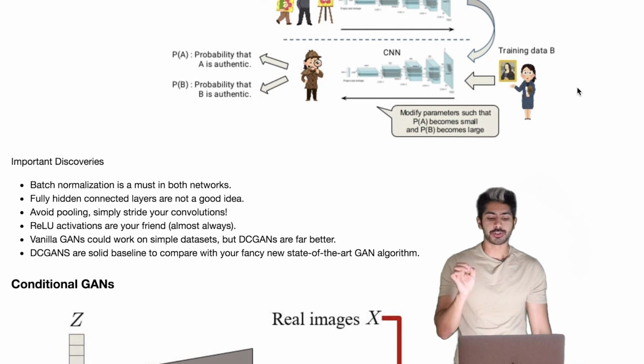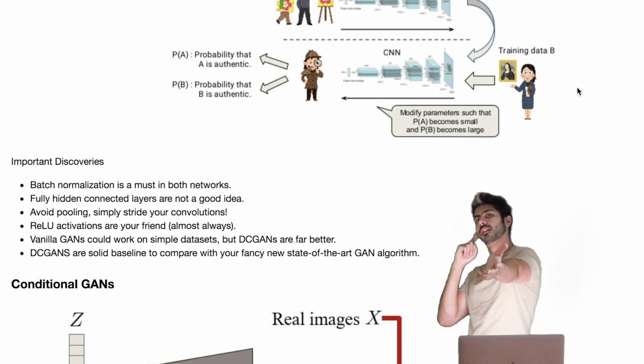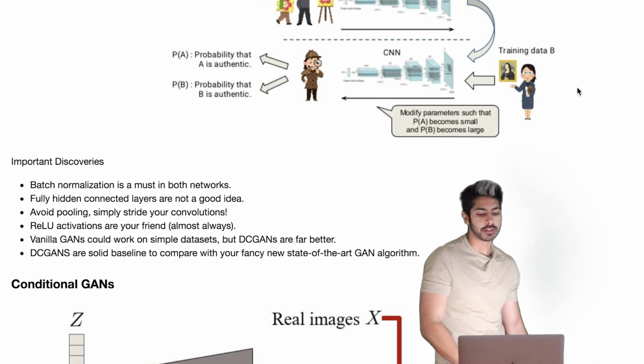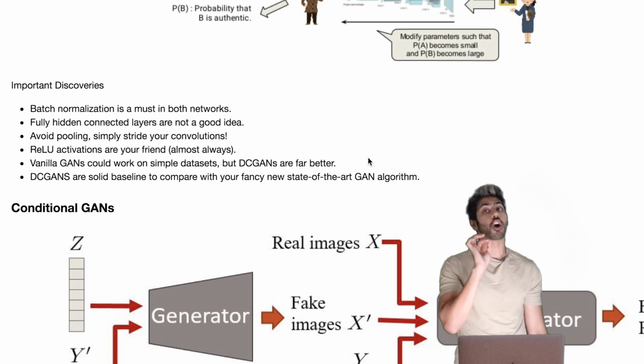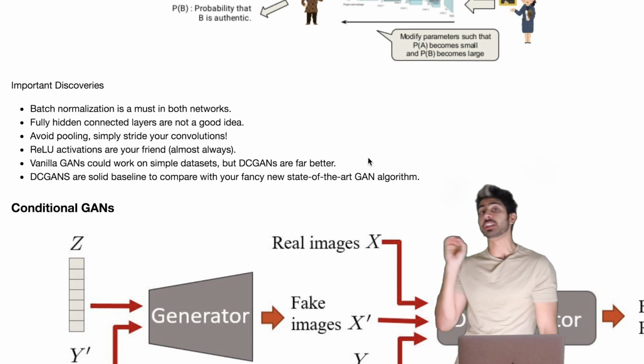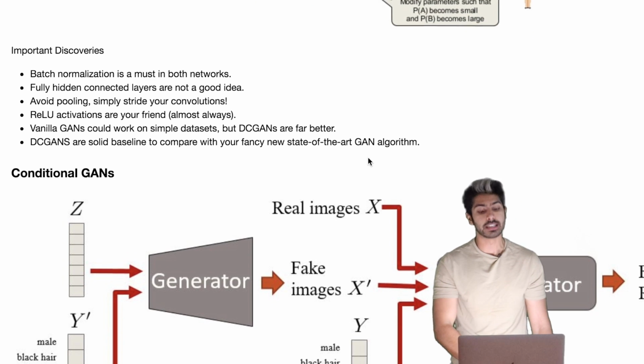Right? So ReLU activations are your friend, almost always. Why? Because it prevents the vanishing gradient problem, exactly. If you didn't say it, that's okay. Vanilla GANs could work on simple data sets, but DC GANs are far better. And if you have some new state-of-the-art algorithm, compare it with the baseline of using a DC GAN.